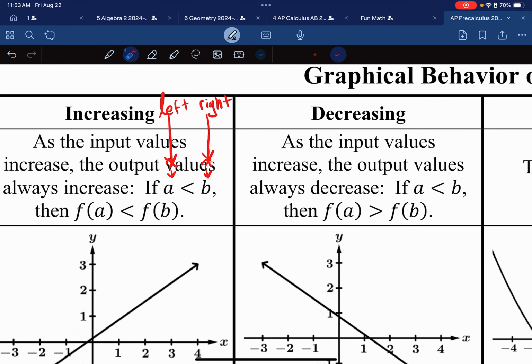Notice I'm not using up and down because the x-axis moves to the right and it moves to the left. So I have a point, maybe it's -2 on the left, maybe A is -2, and I have a point, maybe 4, B is 4 on the right.